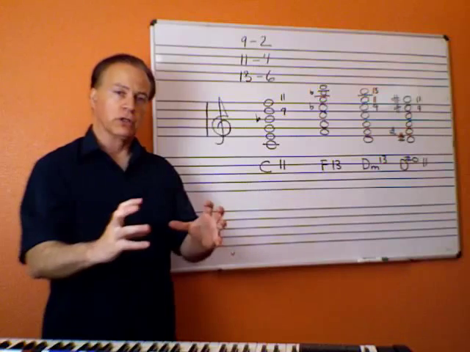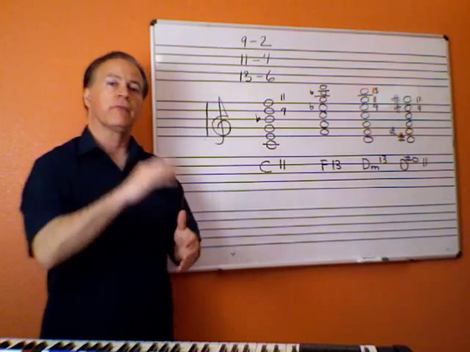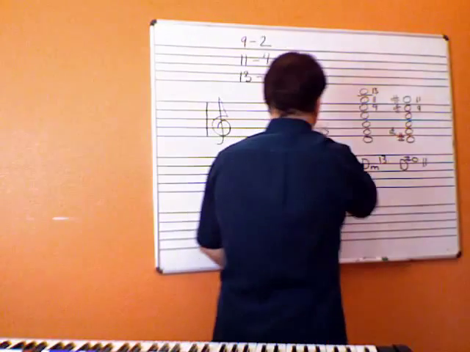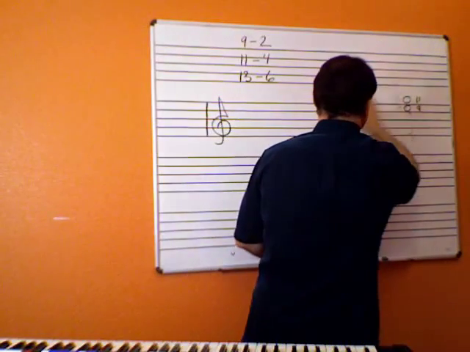qualities of chords. Regardless of the quality of the chord, 9, 11, and 13 come from the major scale of the root. All right, so now let's go on to some specific things about ninths, 11ths, and 13ths.